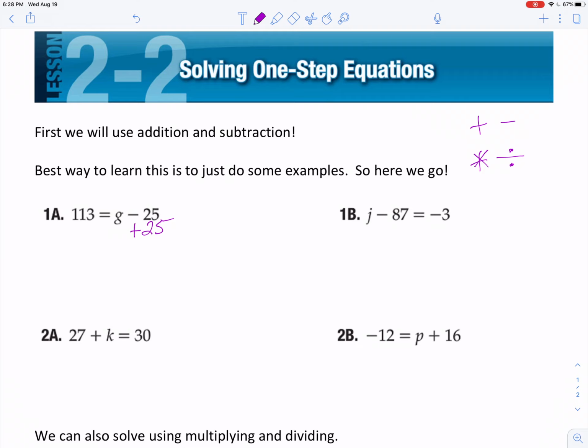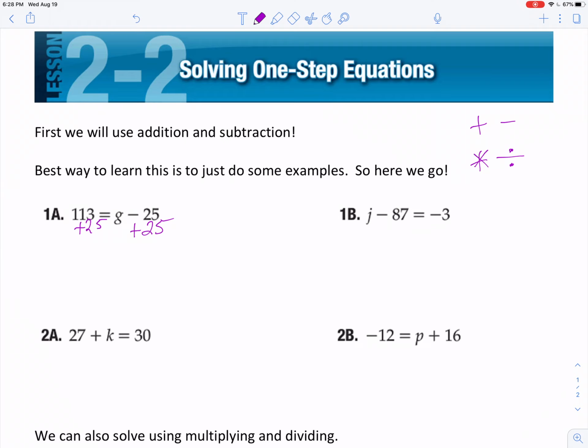balanced. You're going to find out that I like to have little sing-song things that help us remember what to do. And one of them I like to say is, whatever you do to one side, you have to do to the other. So whatever I do to this side, plus 25, has to be done on this side as well. And you're going to do it by combining like terms.